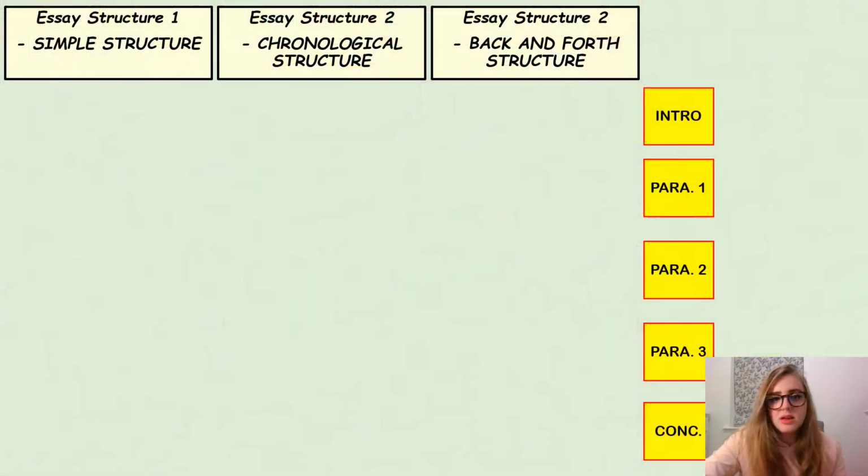I've never done this before in terms of giving them labels, but I thought I'd give it a go. I'm going to look at essay structure 1, which I'm going to call the simple structure, essay structure 2, which I'm going to call the chronological structure, and essay structure 3, the back and forth structure. The way we're going to do it is that we'll go through each one individually, and then we're going to have a look at examples for each one.